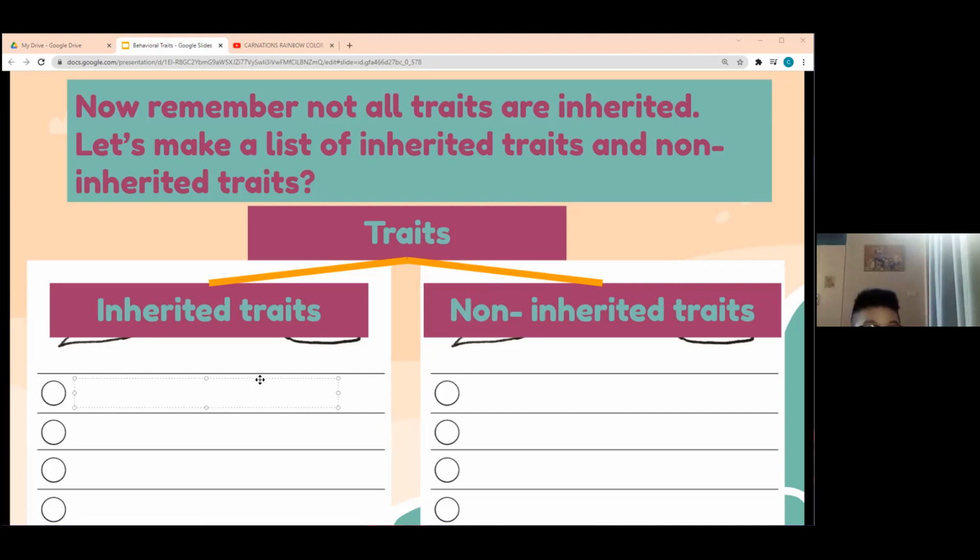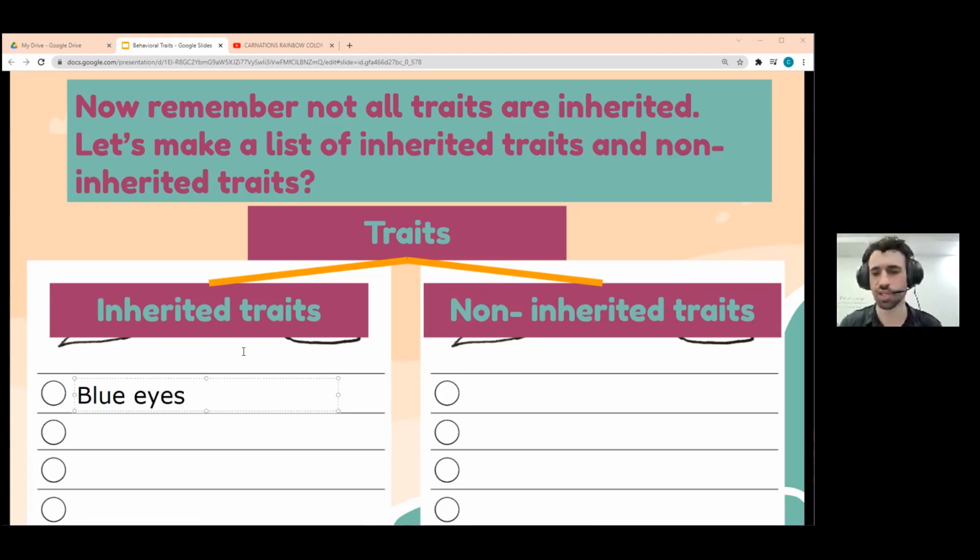Something you inherited from your parents or an animal would inherit from their parents. Blue eyes. Okay, blue eyes. Perfect. That's an inherited trait. Who can give me a non-inherited trait? Sam, what is something you do not inherit from your parents, but might be a trait?